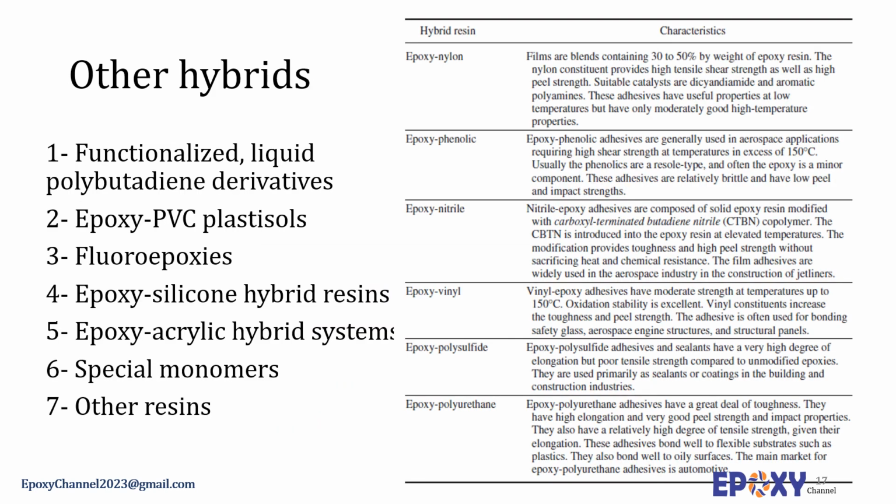The number of possible hybrid systems that can be manufactured with epoxy resins is nearly infinite, and many adhesive formulations have been attempted in a quest to improve the main disadvantages of a cured epoxy: brittleness and rigidity. Functionalized liquid polybutadiene derivatives have been developed as hybrid flexibilizers for epoxy resins.